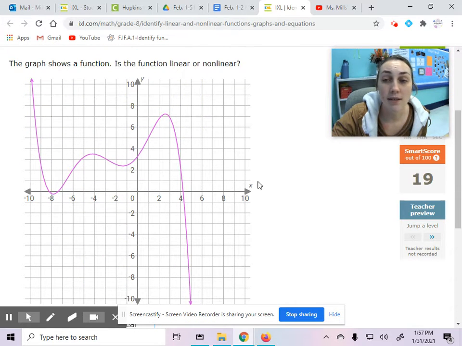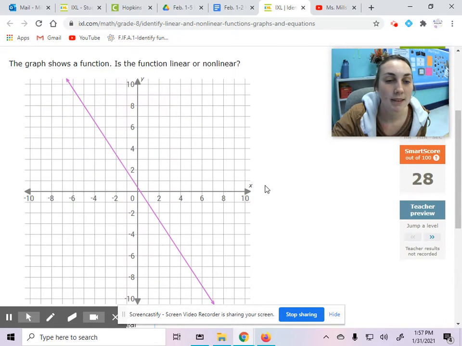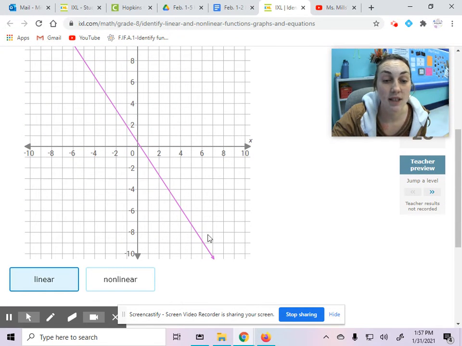All right, same thing here. It's not a straight line, so it's not linear. This is a straight line, so it's linear.